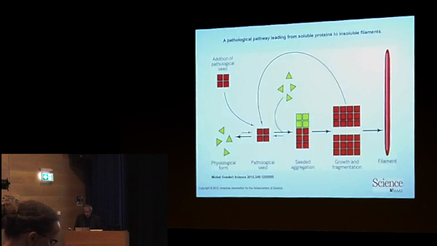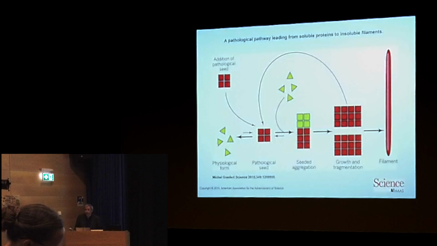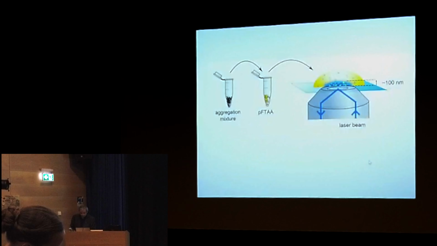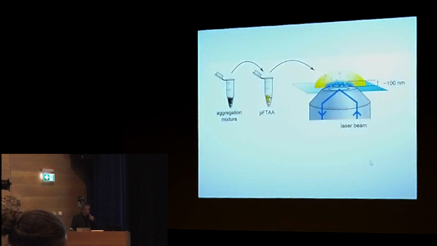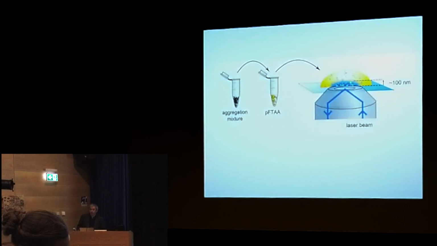The problem with this idea is it sounds very nice, but there's no direct evidence of this process actually happening. So what we did is take tau. As I mentioned, tau is the protein that forms these neurofibrillary tangles in the brain.